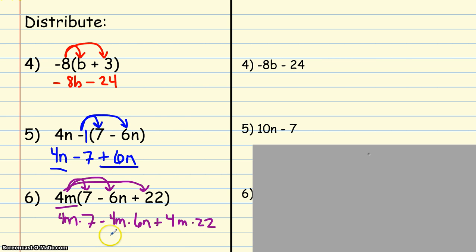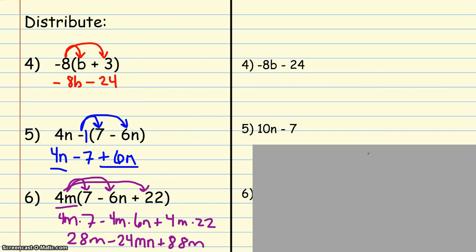All right, let's do our multiplying. 4m times 7. 4 times 7 is 28, so we get 28m minus 4m times 6n. Well, 4 times 6 is 24. Then we're going to do m times n. Well, we don't know what they are, so as we multiply two variables, we just write them right next to one another. M times n. And we have our plus 4m times 22. 4 times 22 is 88. And let's bring along the m, so 88m.